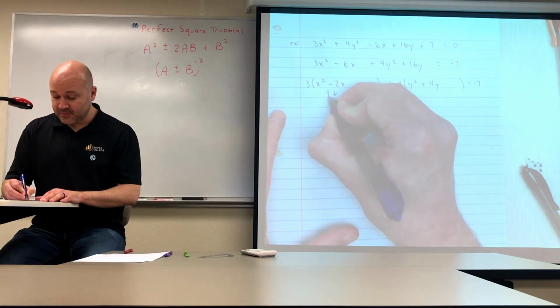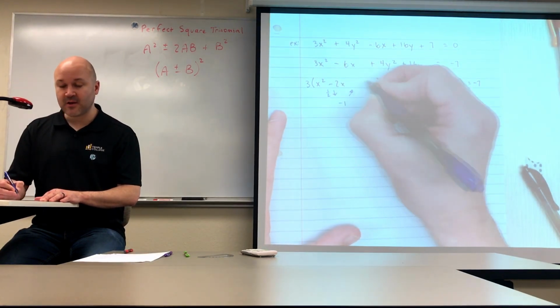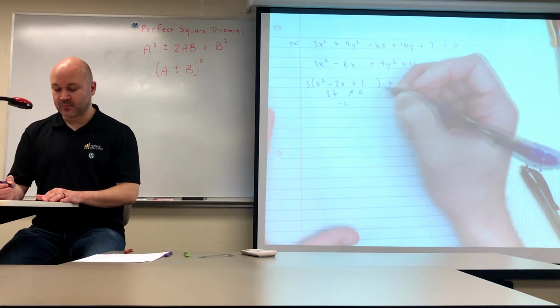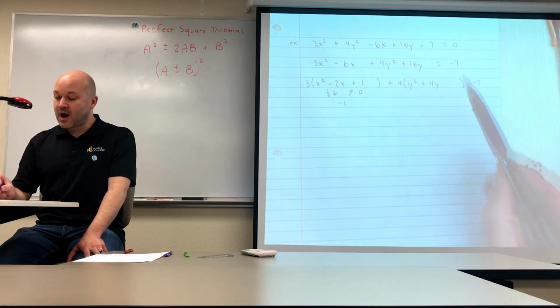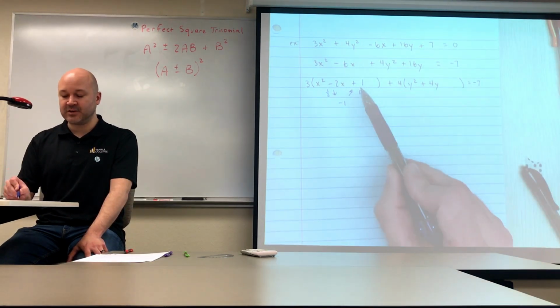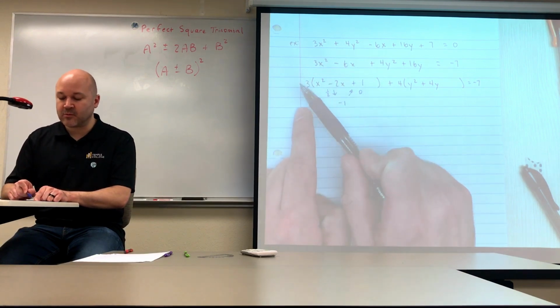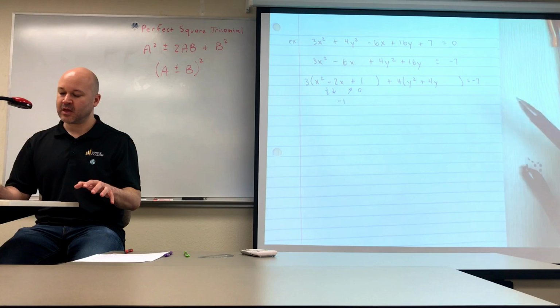Half the linear term is -1. Square that value to get +1. Now let's think about what just happened there. I put a 1 on the left-hand side of this equation. The 1, though, is being multiplied by 3. So I really just added 3 to the left-hand side of the equation.